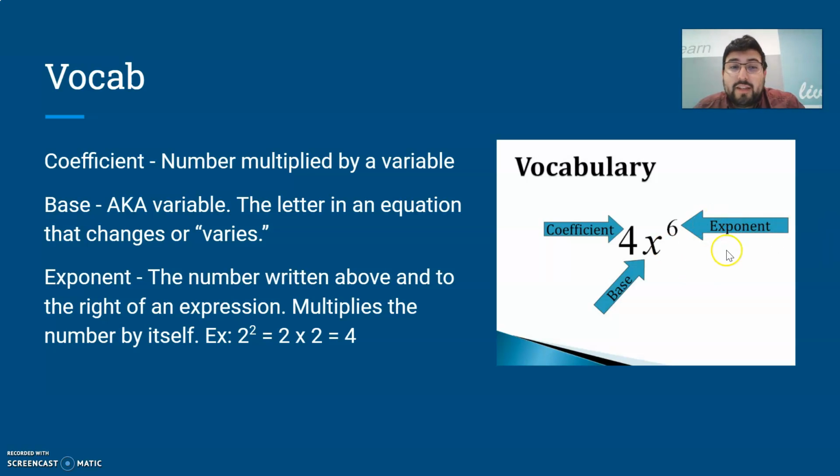And then finally, the exponent is the little number that's raised up on the base. So anything that has an exponent basically just means it's a number multiplied by itself. So 2 to the second power, or 2 squared, is just 2 times 2 because 2 is multiplied against itself. So if it was 2 to the third power, or 2 cubed, it would be 2 times 2 times 2 because you're multiplying it to the third power.